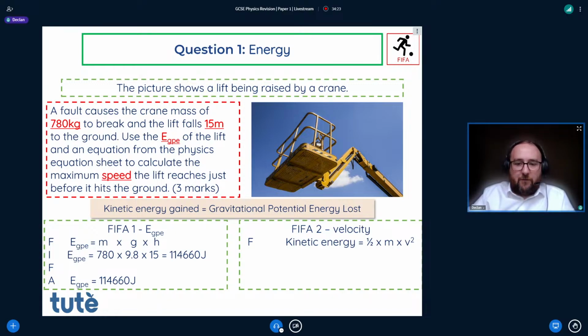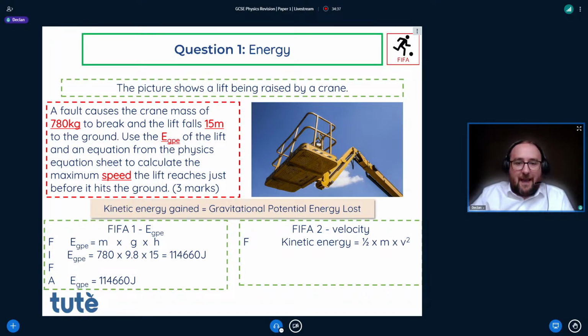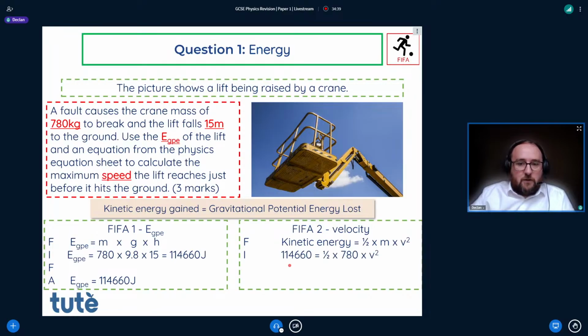Then we go to our FIFA for 2. So our kinetic energy. We're going to use this number, that's going to be our kinetic energy, and put this number into this equation. So our next job is inserting our numbers. We've inserted that number, we've pulled it from over there. We've got our half or 0.5, whichever one you prefer to write it as, 780, which is the mass, and then we're trying to work out the velocity, and velocity is currently v squared.